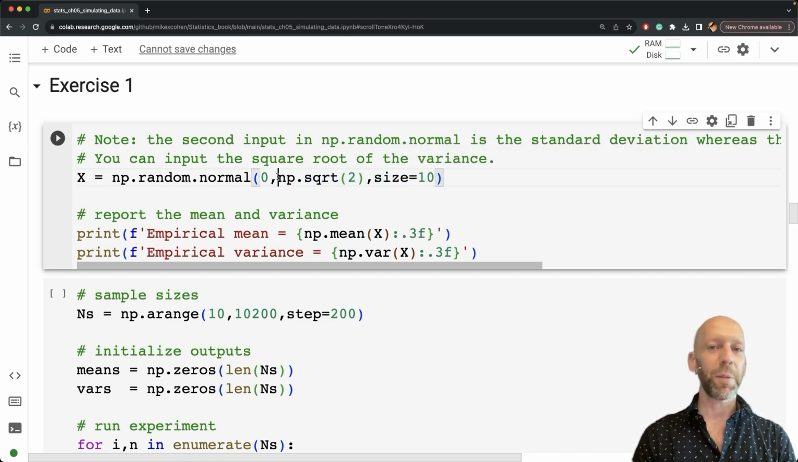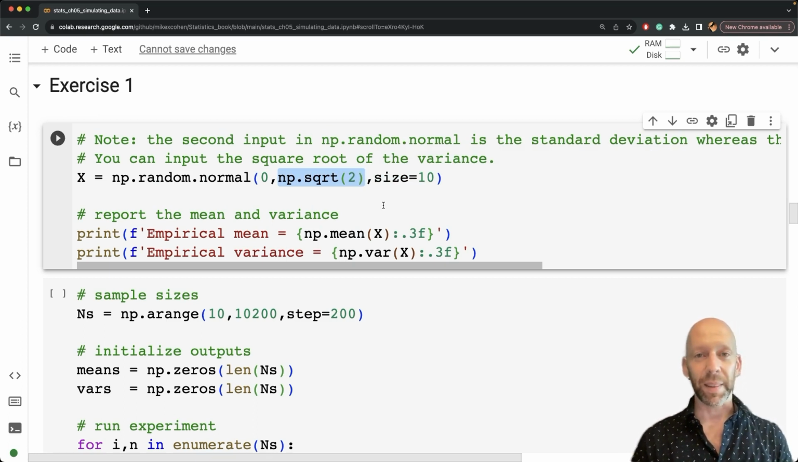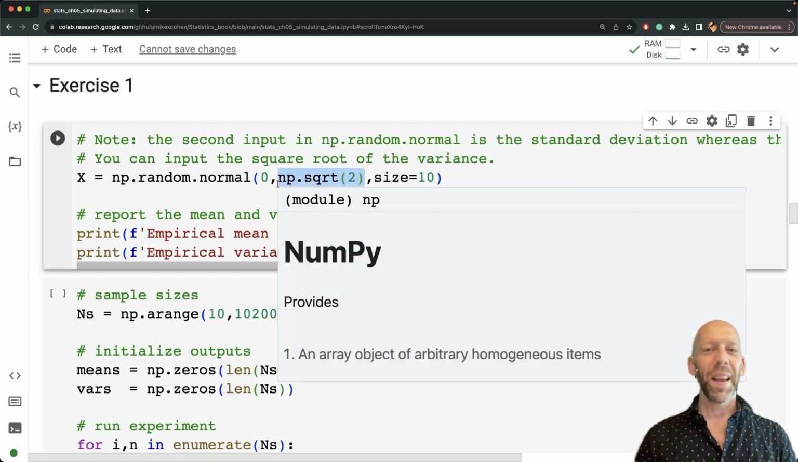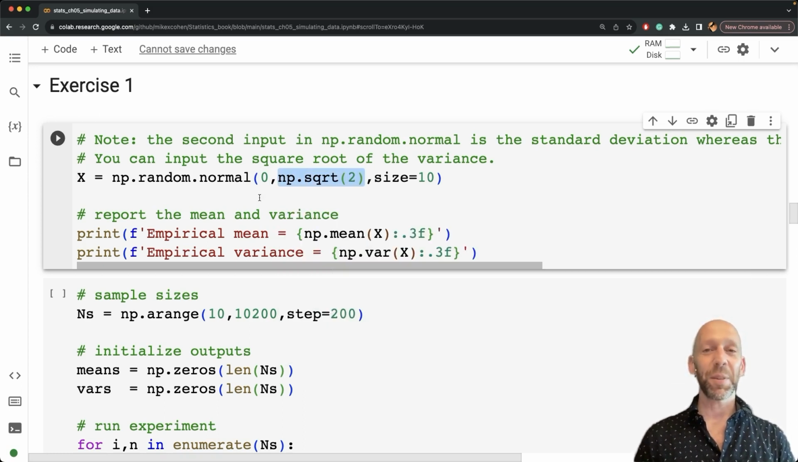Now here you just have to be a bit mindful that in the exercise in the text, I said that the population variance should be 2, but here in numpy.random.normal, we actually input the standard deviation, not the variance. So that was actually part of this exercise, just to help remind you that there is a difference between the variance and the standard deviation, and in NumPy, we specify the standard deviation.